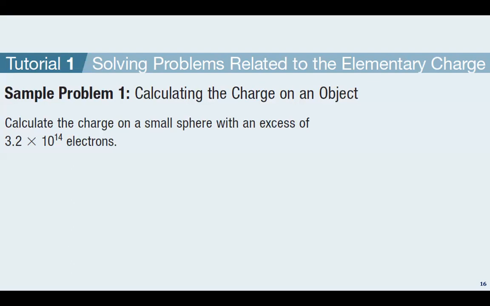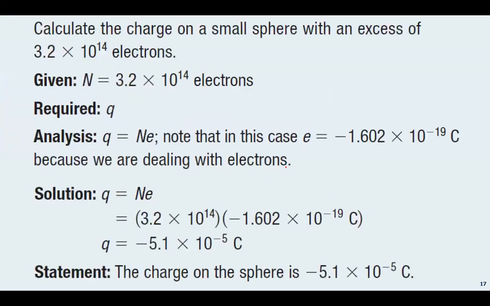All right, have we finished? Okay, let's have a look at the result. Because we have Q equals NE, where E equals -1.602 times 10 to the power of -19 coulombs, because we have an excess of 3.2 times 10 to the power of 14 electrons. So the charge on the sphere should be negative, right?